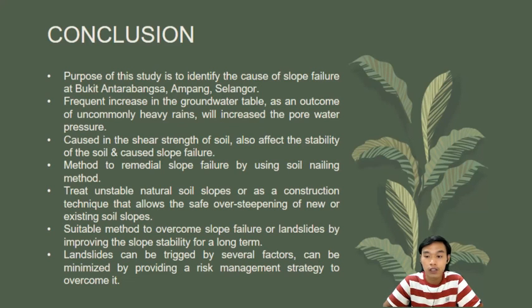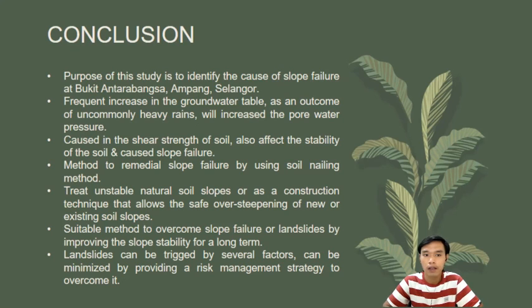So for the conclusion of this project, we can conclude that the purpose of this study is to identify the cause of slope failure at Bukit Antarabangsa, Ampang, Selangor. We found out by the case study that frequent increase in the groundwater table as an outcome of uncommonly heavy rains will increase the pore water pressure of the soil. It also causes a decrease in the shear strength of soil, which affects the stability of the soil and causes the slope failure at Bukit Antarabangsa.